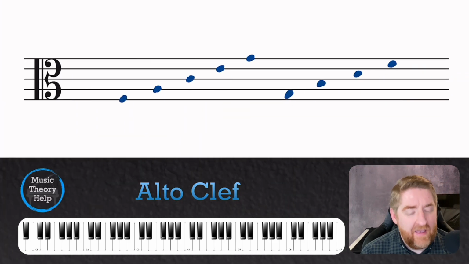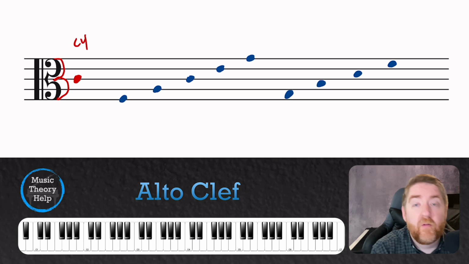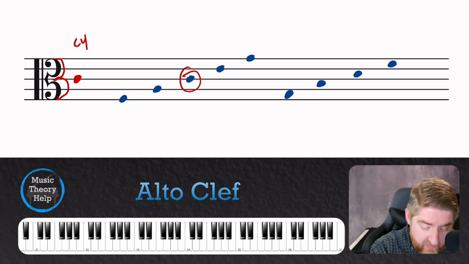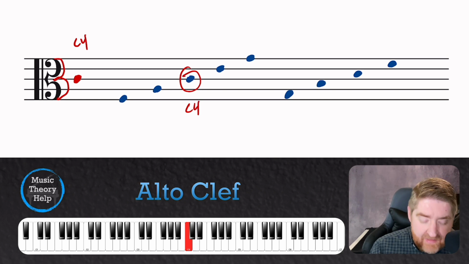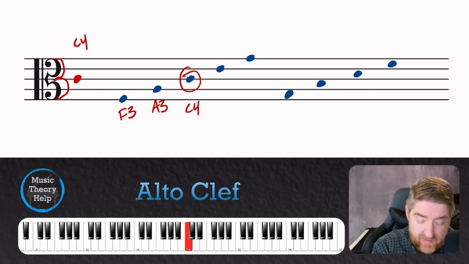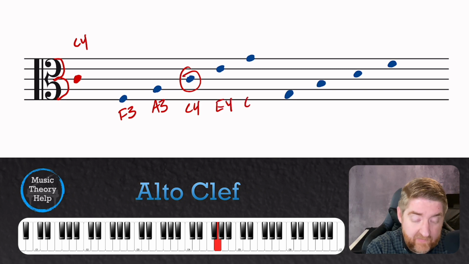Here is alto clef. The important thing to know on any C clef is that where the two curves of the clef come together, that line is middle C or C4. So with alto clef, it's the third line that is middle C. So if we know this is C4, we can easily identify the other lines and spaces. Going down to A3 and F3, and then as we go up to E4 and to G4.